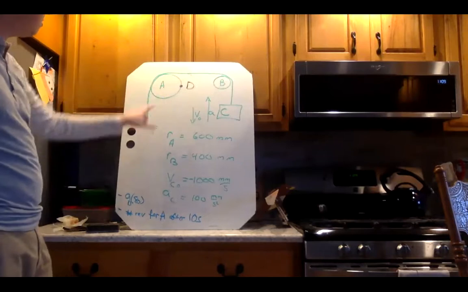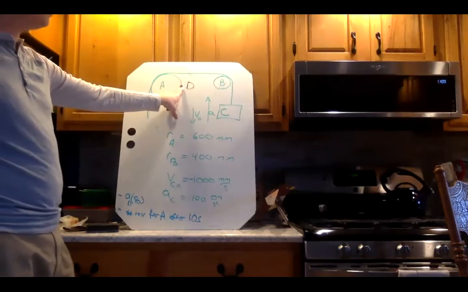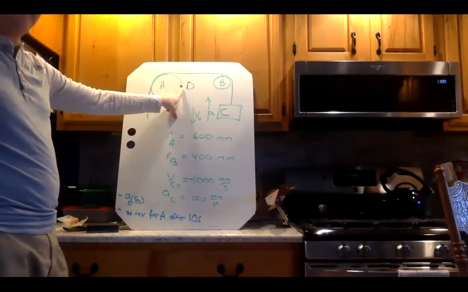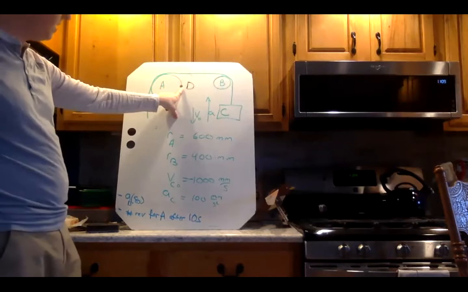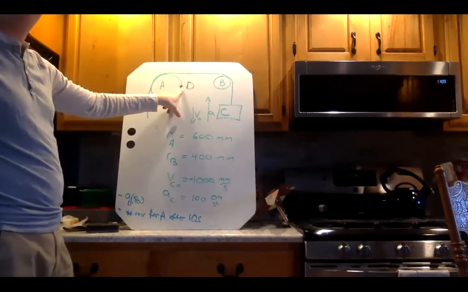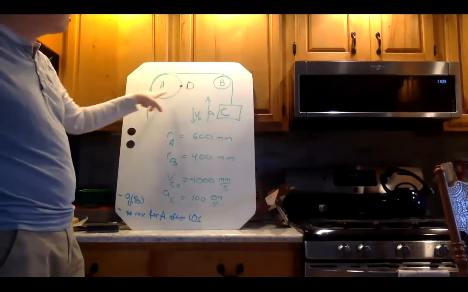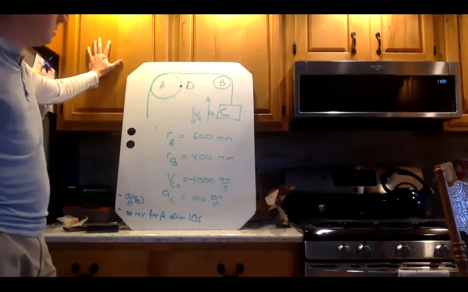What I want you to remember, so point D, what kind of acceleration does it have? Angular? It'll have angular acceleration. So that's going to turn into a tangential acceleration. But it's on a circle. If it's on a circle, you also know it has what?